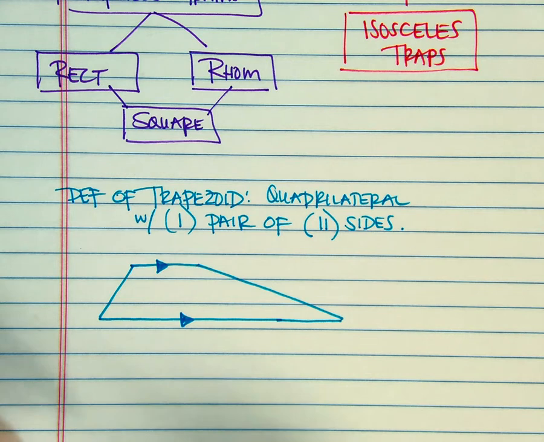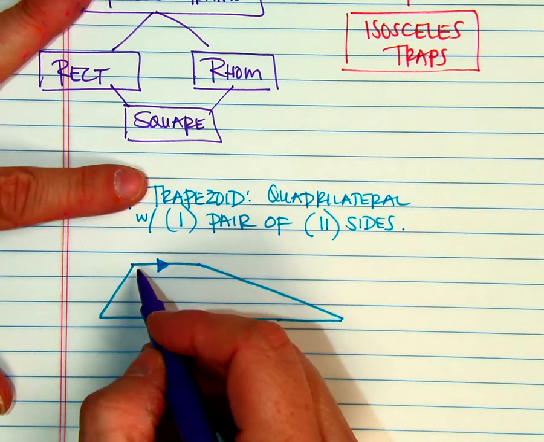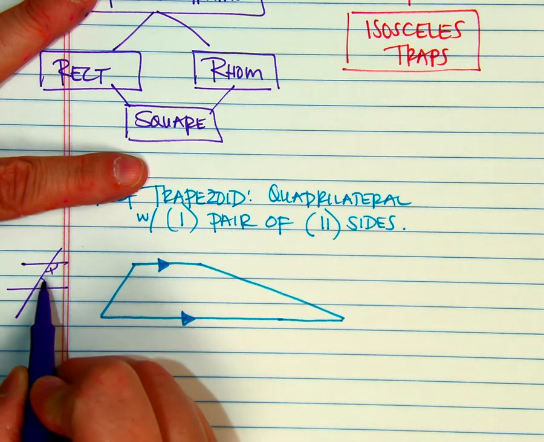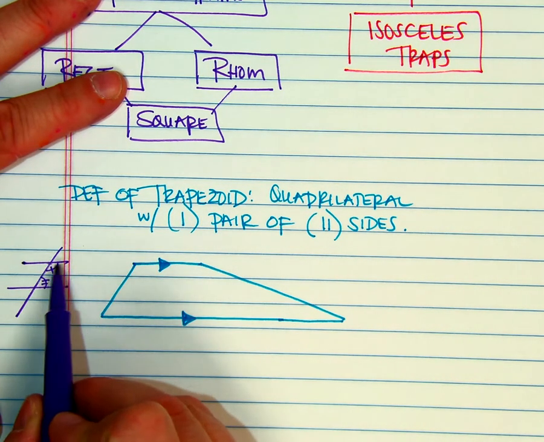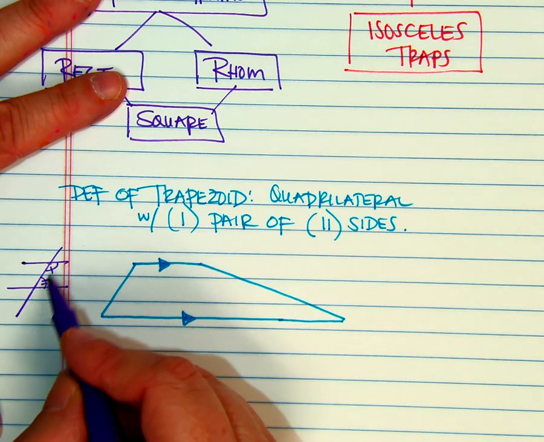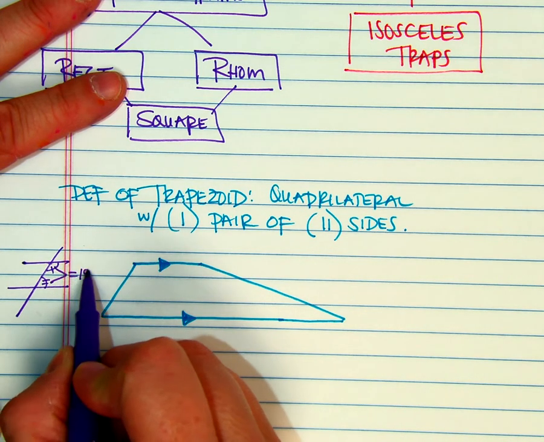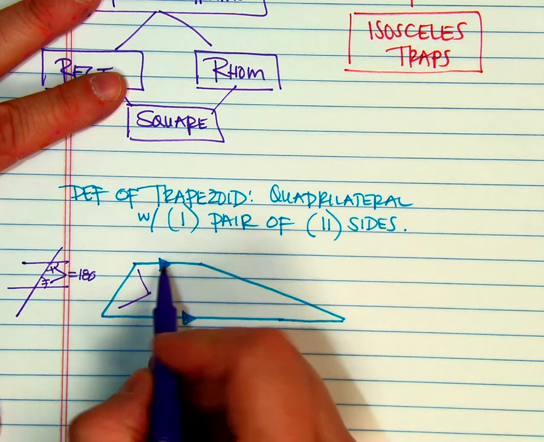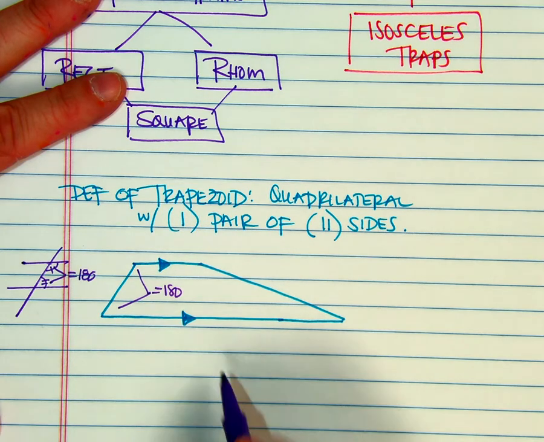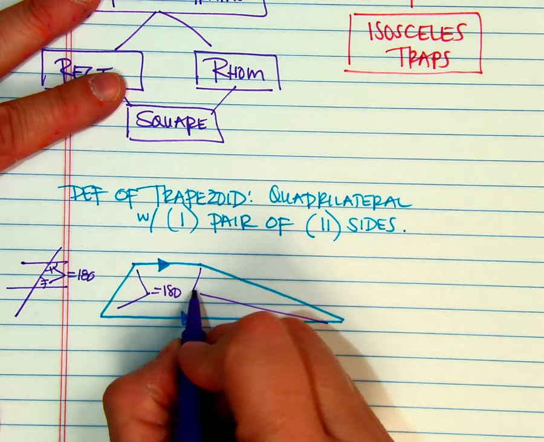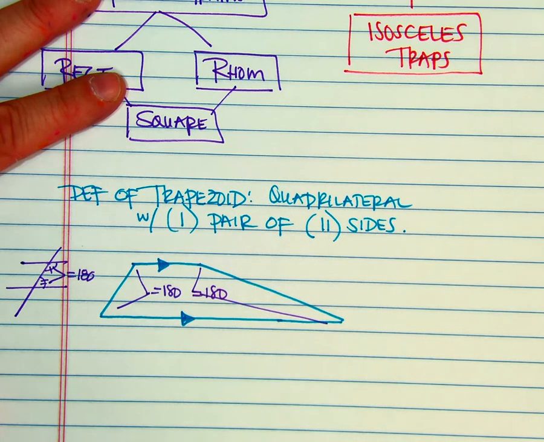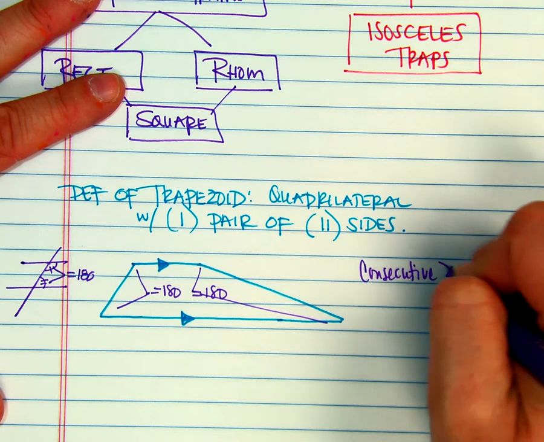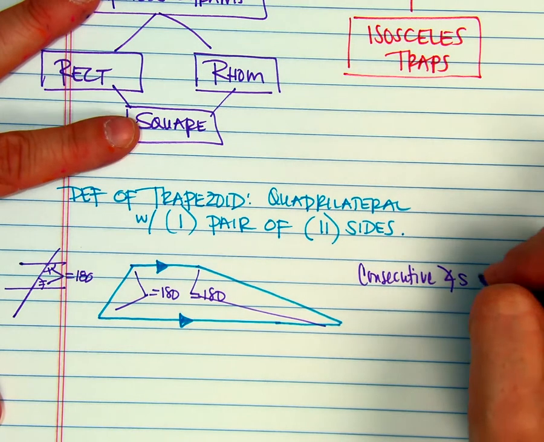One of the properties that happens is because these are parallel, it goes back to when we had parallel lines and the relationship between these two angles. Because we had parallel lines, these were called consecutive interior angles, and they had a relationship of equaling 180. It's no different here. Because we have the parallel lines, these two angles will equal 180 degrees, and these two angles will also equal 180 degrees. So we would say that consecutive angles are supplementary.